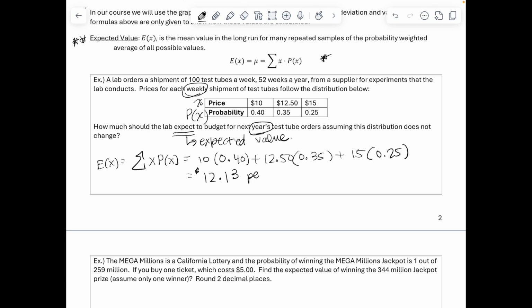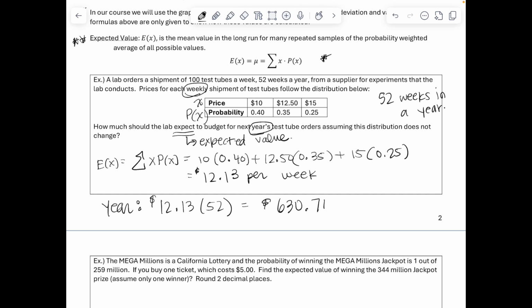And this is per week, since this is how this is written up above. And it does ask for the budget for next year. So in a year, there's going to be 52 weeks in a year. Since we know it's $12.13 per week for the year, we can do $12.13 times 52 weeks. And when we put this in on our calculator, we get $630.76 per year that you need a budget for test tubes.